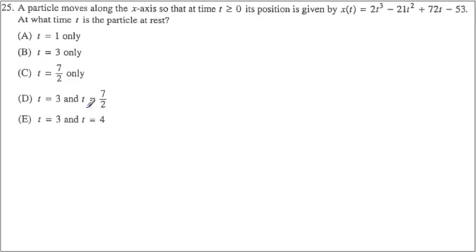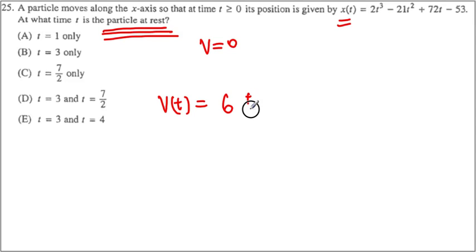Alright, let's look at number 25. Now x of t, the position function, is given in this way. A particle is at rest. How do I know if something is resting? That means v has to be equal to 0. So let's find the v of t. V of t is simply taking the derivative of this one. We get 6t squared minus 42t and plus 72.